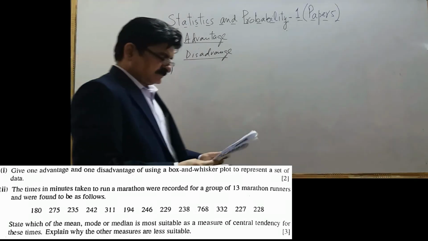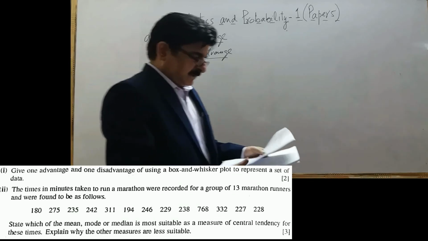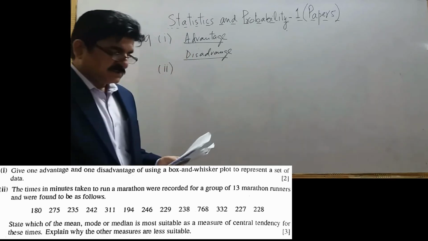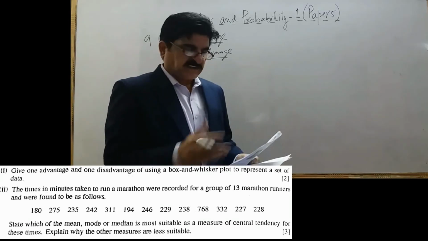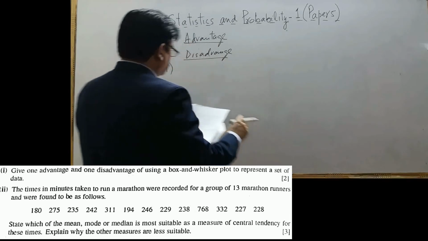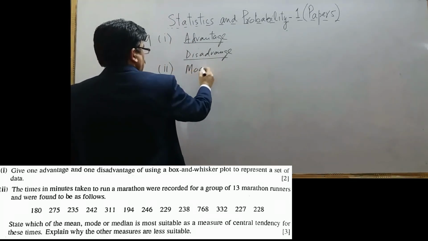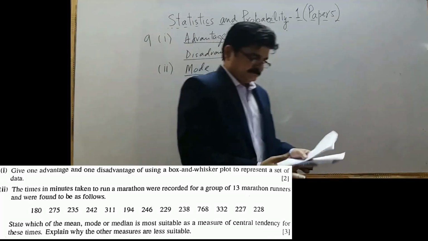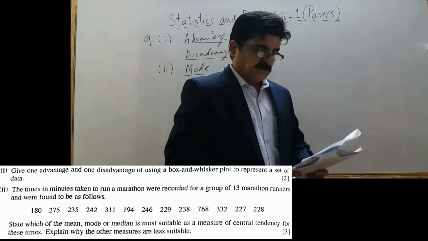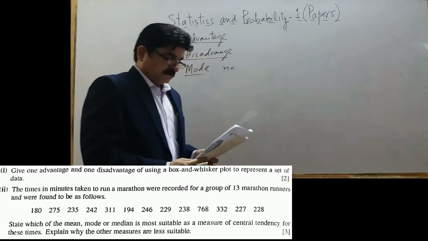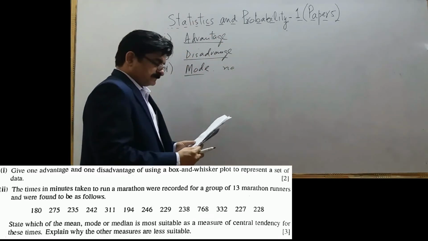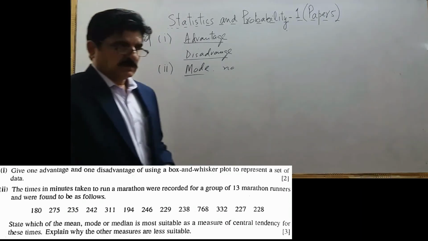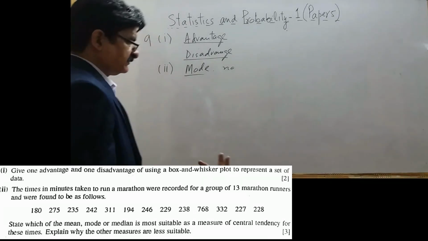Now in the second part, please go through the data. Firstly, we see that there is no mode, no value is repeating. You check it, no value is repeating. So what about the mode? No, it doesn't describe a good measure of central tendency for this data, because there is no mode. All values have a single frequency, one frequency.